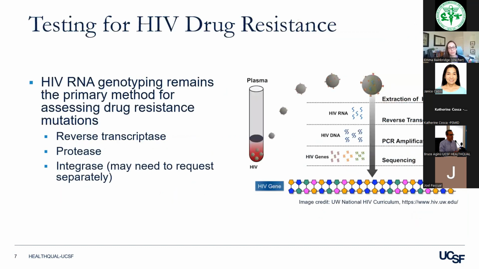So how do we test for HIV drug resistance? The main method that we use is HIV RNA genotyping. And this is available for the 3 enzymes that are listed below. It's standard for most assays to check for reverse transcriptase and protease mutations. You sometimes have to ask separately for integrase drug resistance testing.